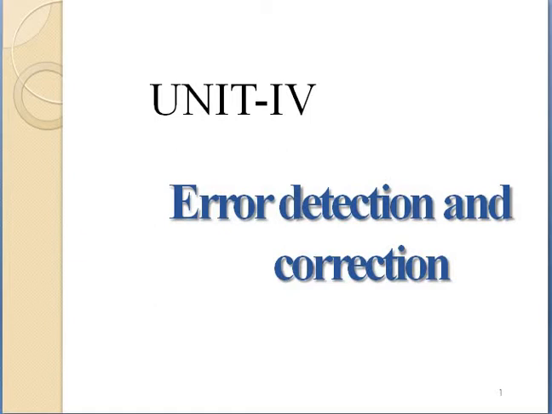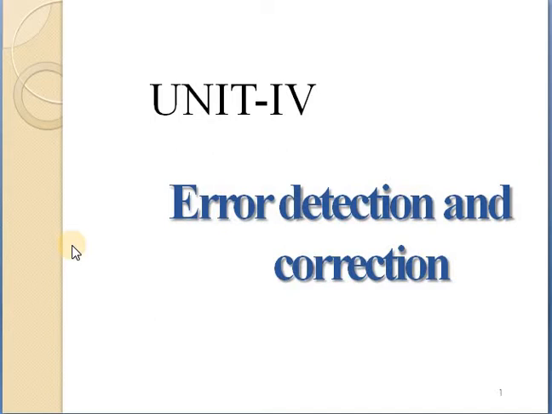we completed error points, meaning types of error. There are mainly two types of error: single bit error and burst error. In a single bit error, only one bit of a given data unit such as a byte, character, data unit or a packet is changed from 0 to 1 or 1 to 0. And next is the burst error. In burst error, two or more bits in the data unit have changed from 1 to 0 or from 0 to 1.